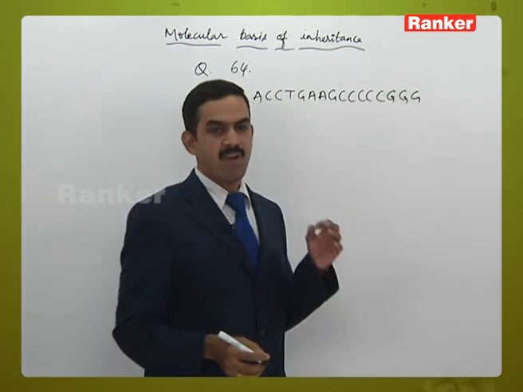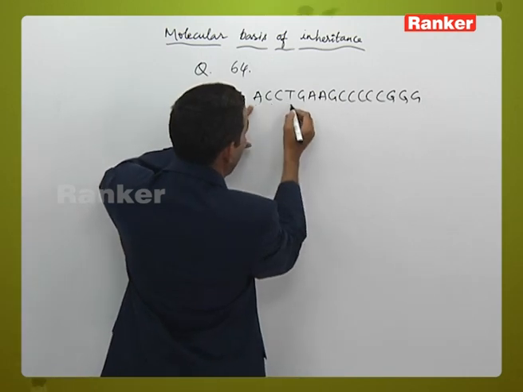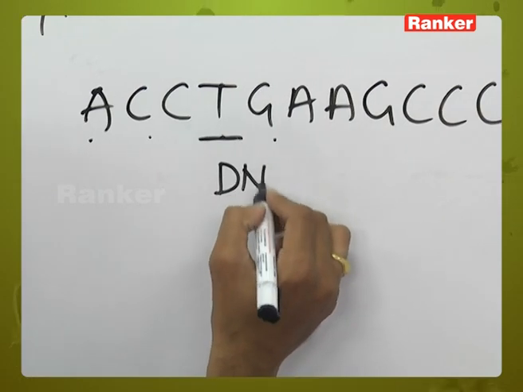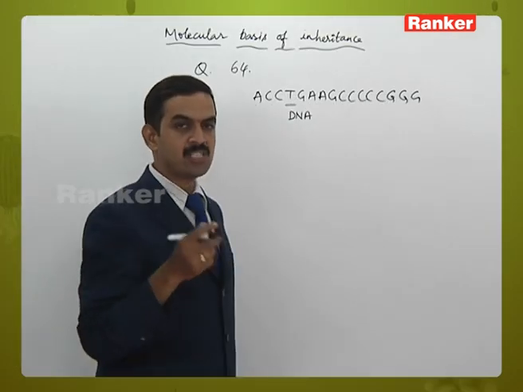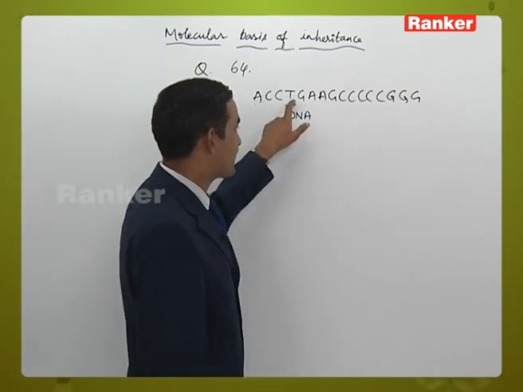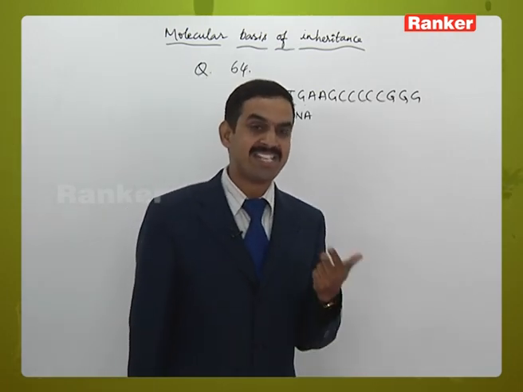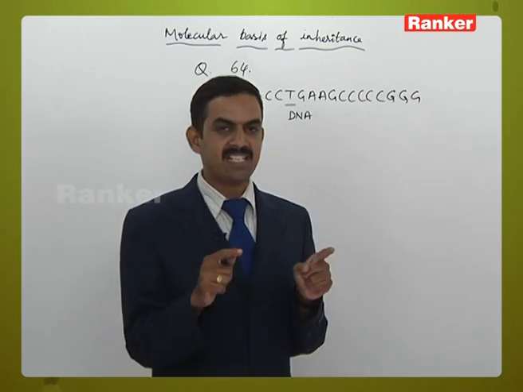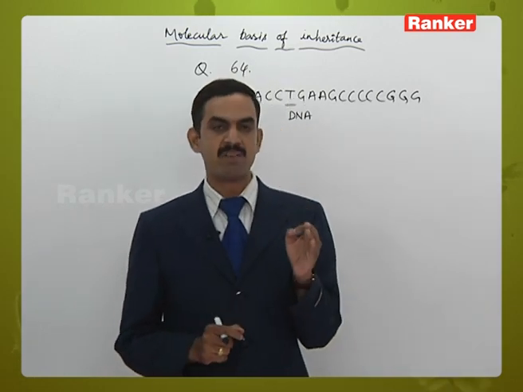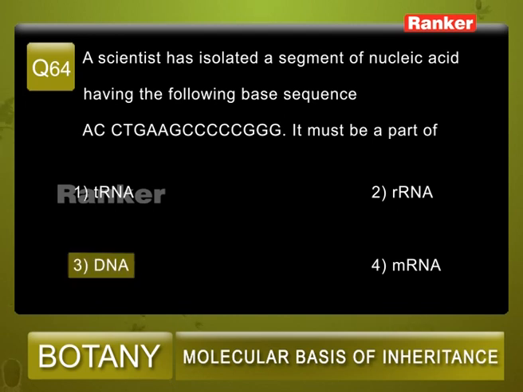One thing to note here is that the sequence has adenine, cytosine, thymine and guanine. We know that wherever thymine is present, it is related to a DNA molecule. When it is uracil, then we say it is related to an RNA molecule. As thymine is present only in DNA, if you see the options, tRNA, rRNA, DNA and mRNA, other than DNA the remaining are RNAs, which do not have thymine in them. So the given sequence is related to a DNA molecule. So question number 64, the correct answer is 3.